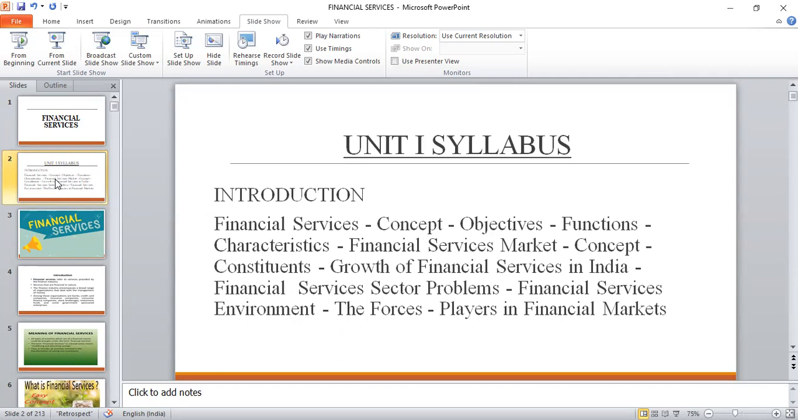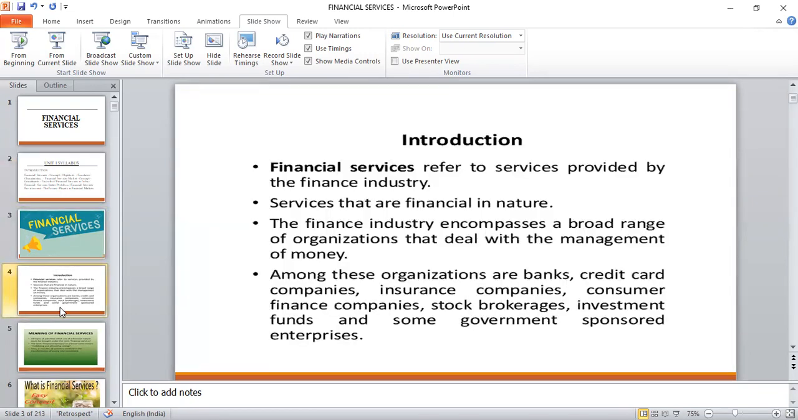And then the third part that we are going to discuss is the financial services sector in the industry, the problems faced by the financial services sector, and who all the players in the financial markets are. That is what we are going to learn today from this introductory part. Okay, so let's move on to the next step.